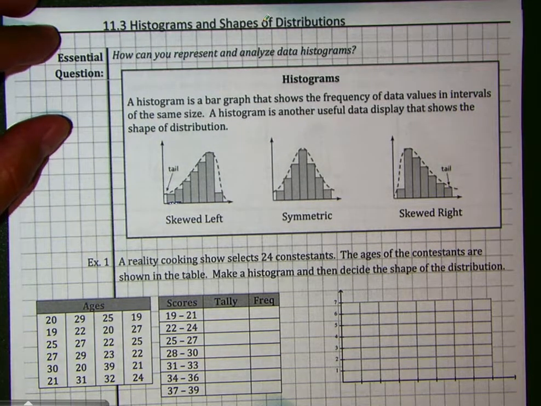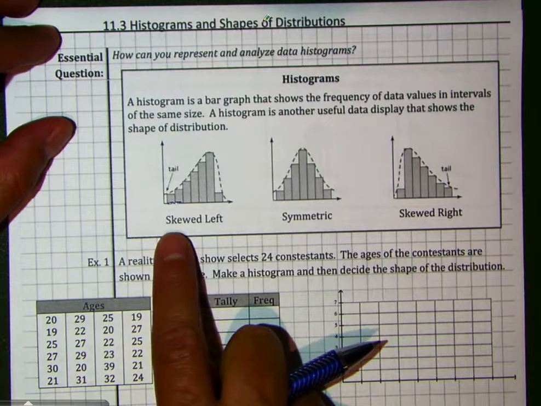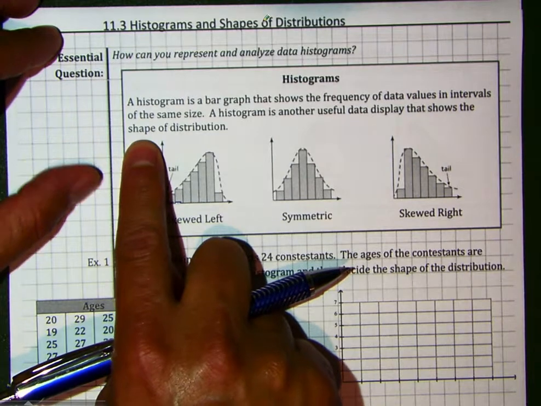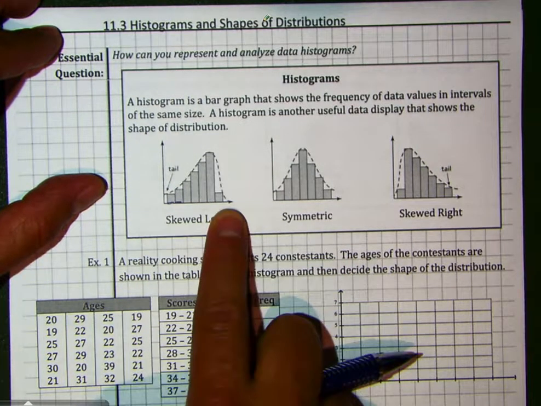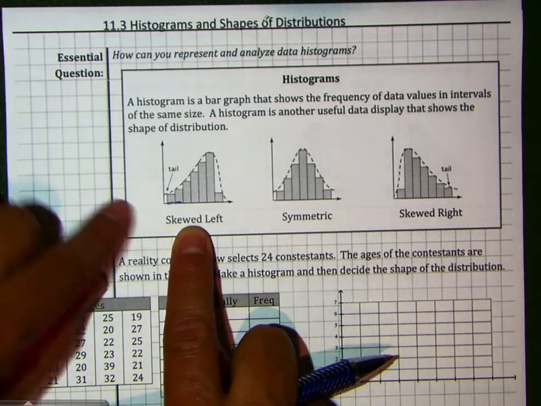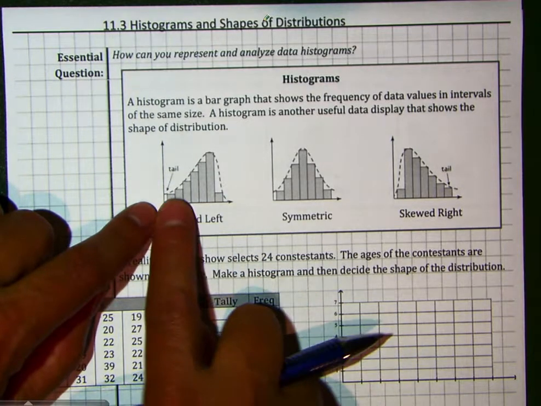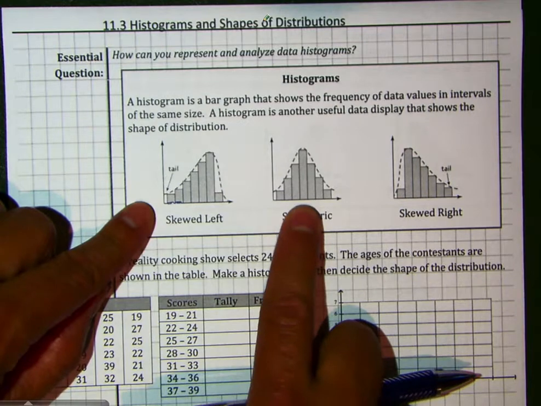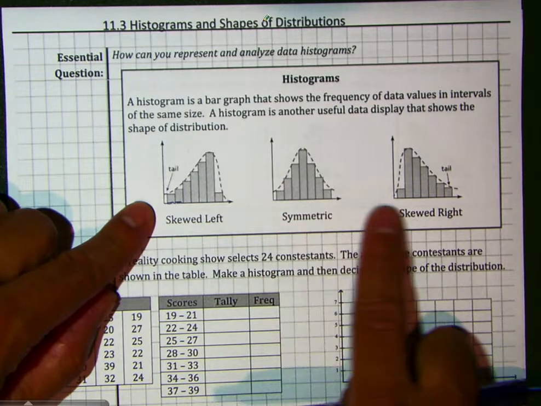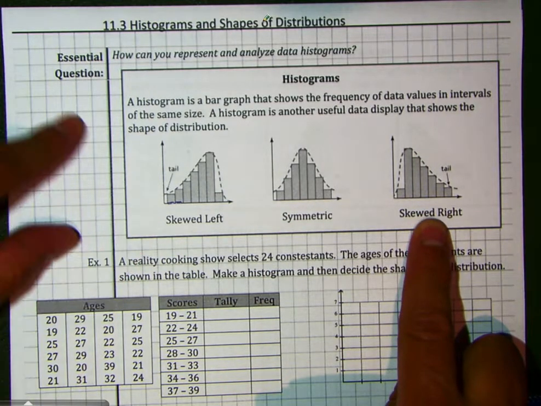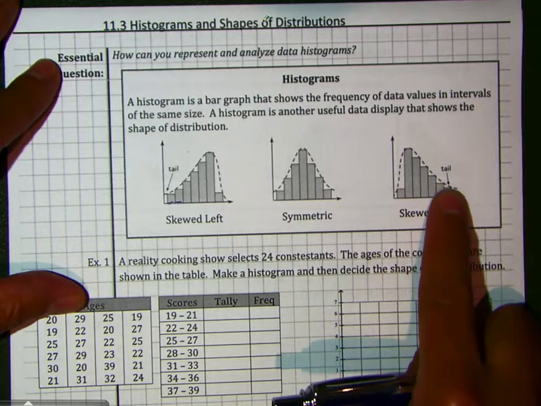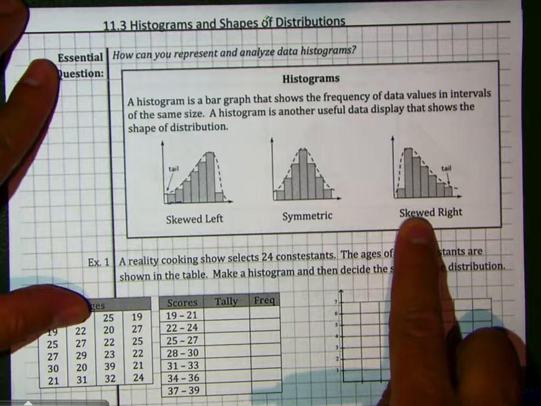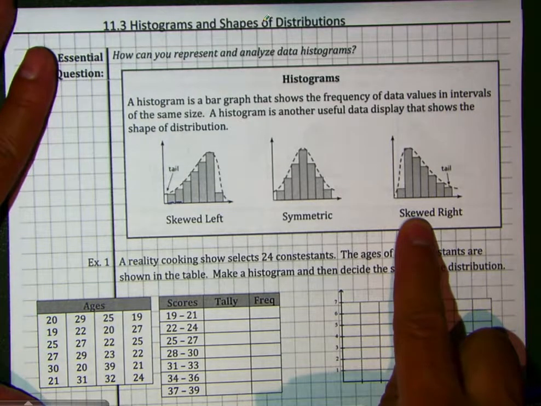The histogram makes it easy to decide the shape of the distribution. We're going to easily see whether it's skewed to the left. Notice that whenever it's skewed to the left, that means that the tail is on the left. Or whether it's symmetric, or whether it's skewed to the right, which means that the tail is on the right-hand side. So reference those three histograms whenever you're answering your questions on your homework.